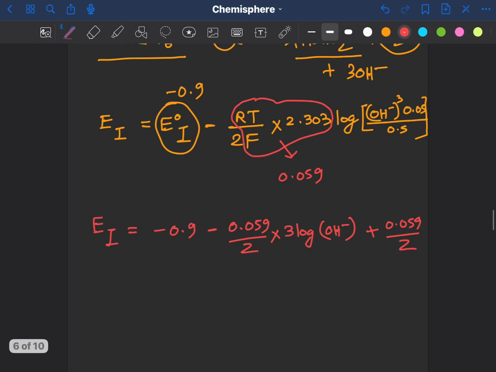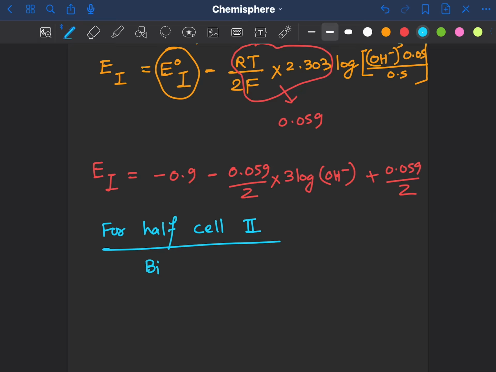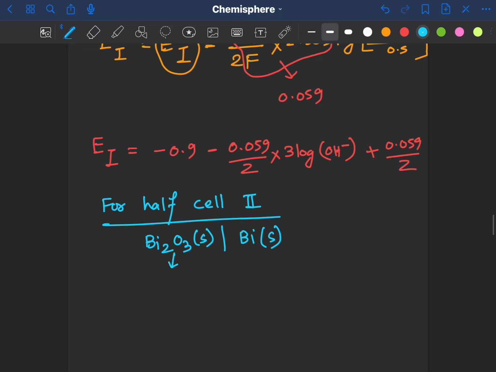Okay, now going to the second half cell. So for half cell 2, it is represented as Bi2O3, which is solid, forming Bi, again solid. Okay, so in this case the oxidation state of Bi is 3. In this, the oxidation state of Bi is 0. So again, the reduction potential is given to us. So let us say E0 reduction potential of the second half cell is minus 0.44 volt.